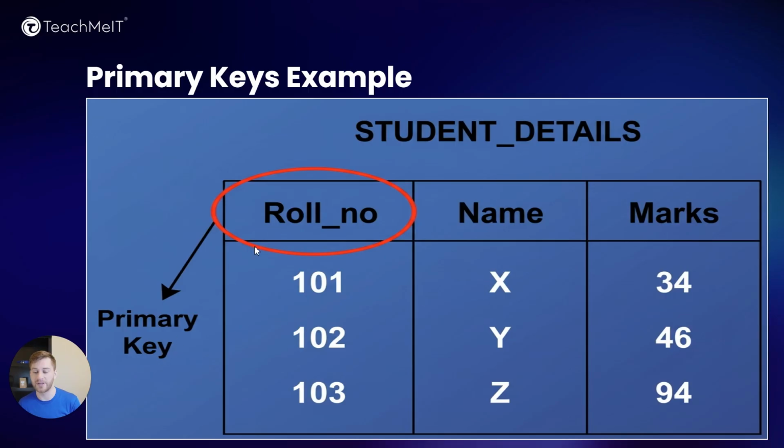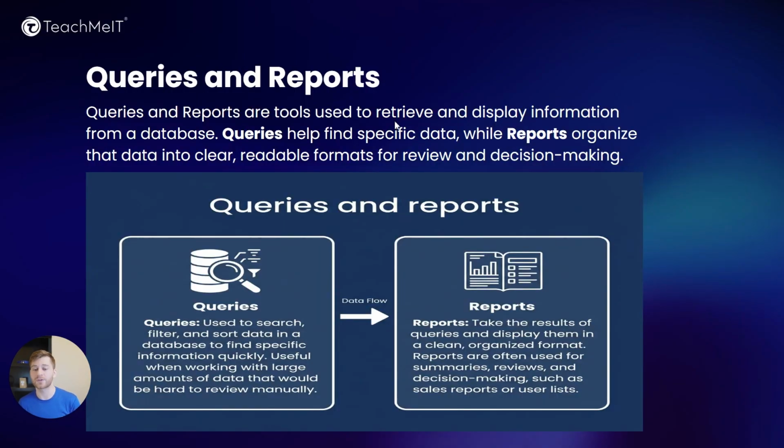But this is the primary key in this table because this is the information that's remaining stable and will not change. Next up is queries and reports, and these are tools used to retrieve and display information, and reports can also help us make sense of information.